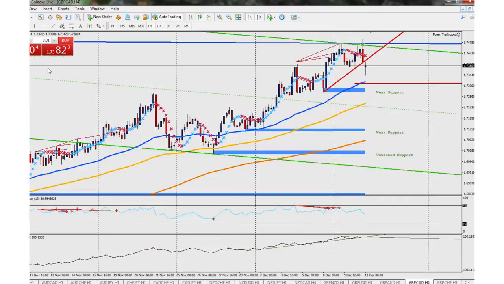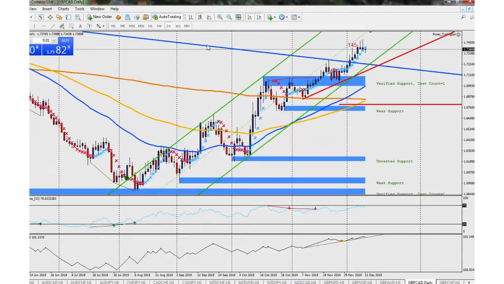There wasn't really much divergence on the 1 hour, but on the 4 hour, this is what I saw, and we have the trend line that it did break through. So, I don't know. I'm kind of double guessing this one.